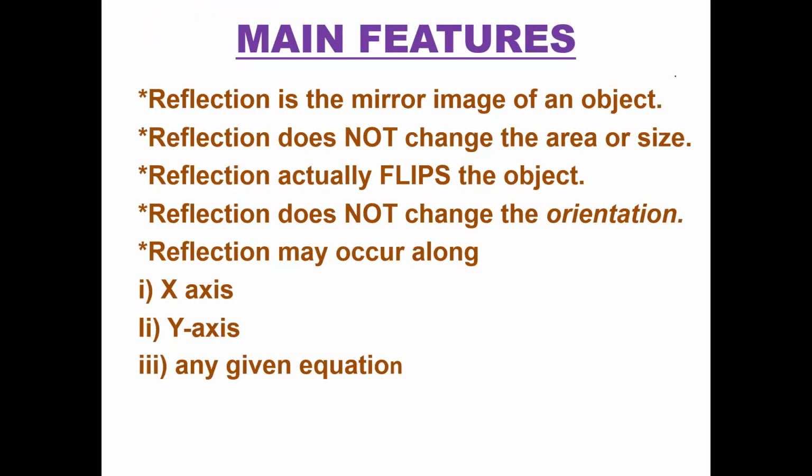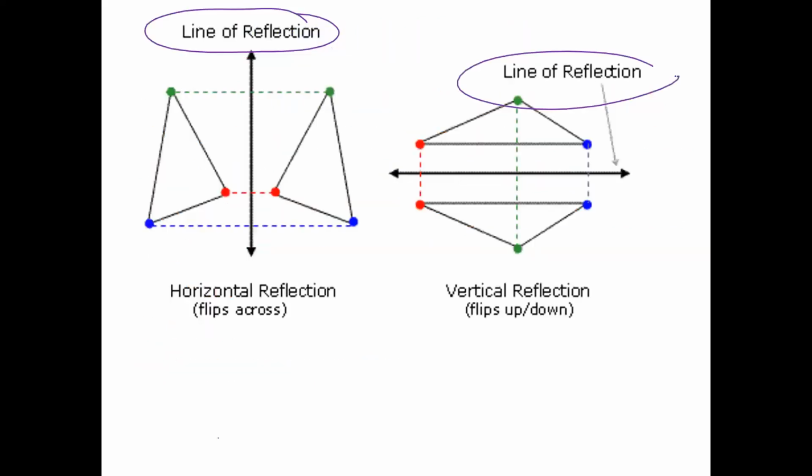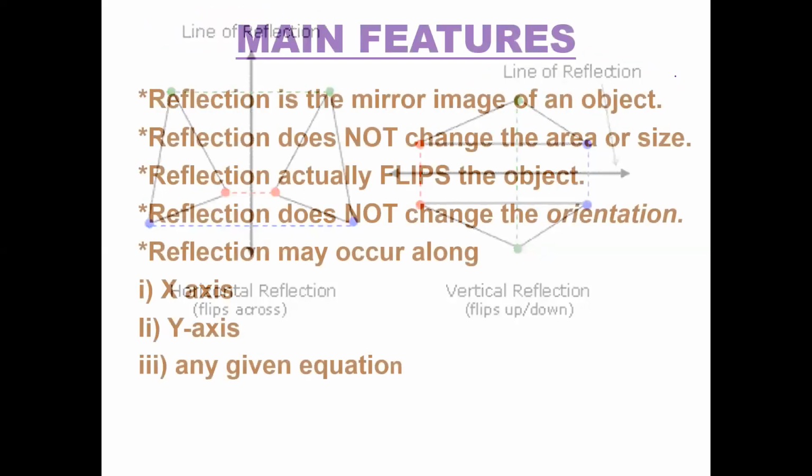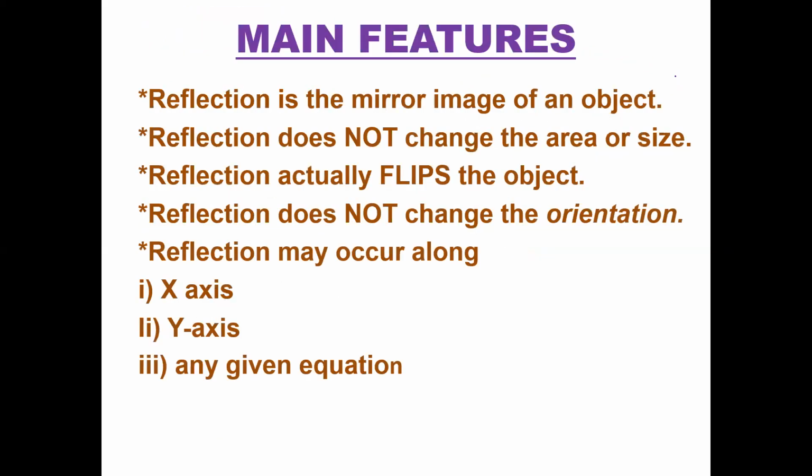Reflection is the mirror image. It does not change the area. Reflection actually flips the object. Reflection does not change the orientation. Orientation means that if it is a triangle, the shape of the triangle does not change. Reflection may occur along the x-axis, y-axis, or for any given equation.